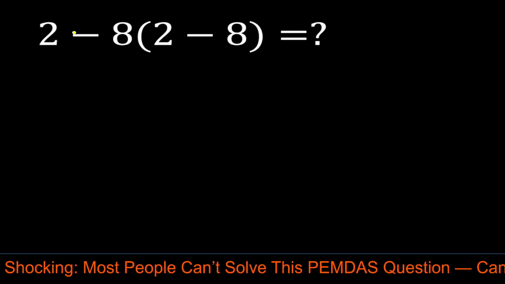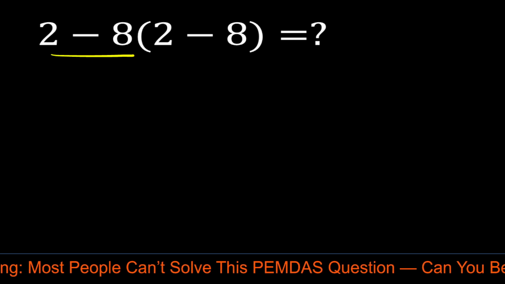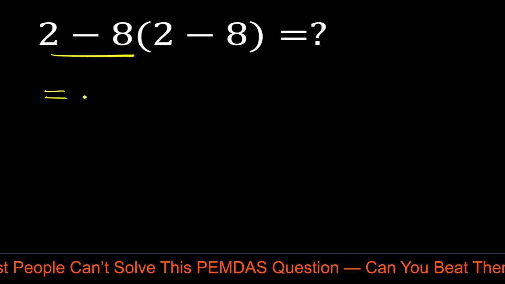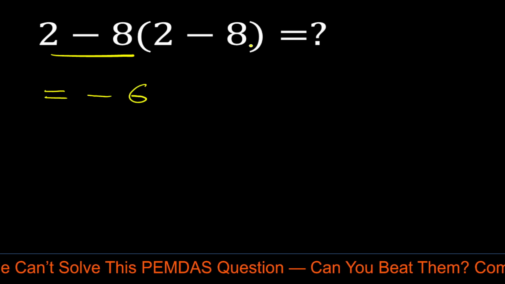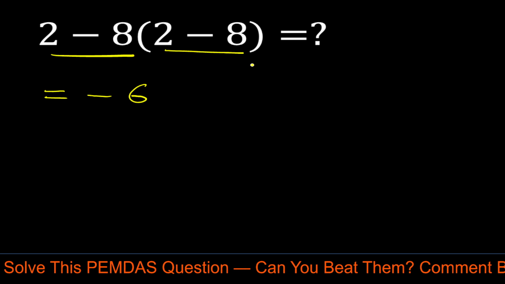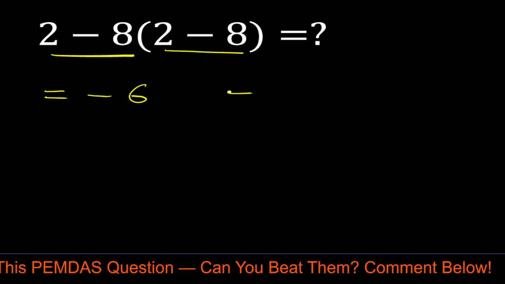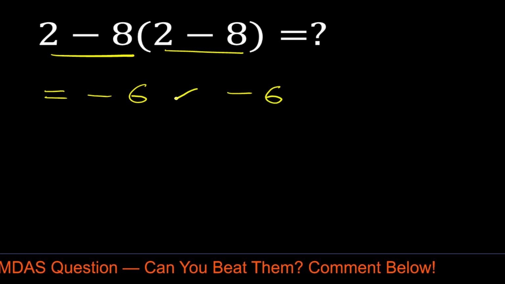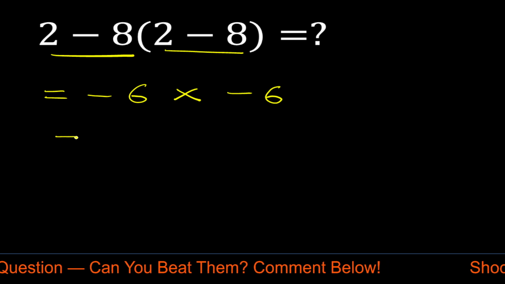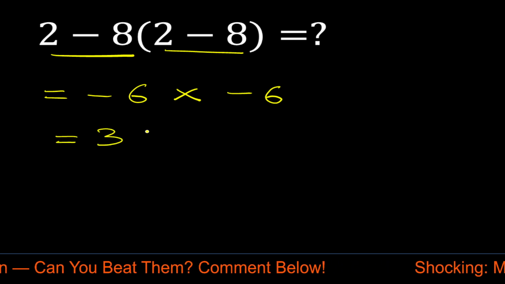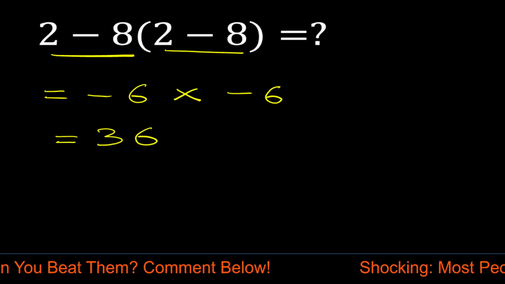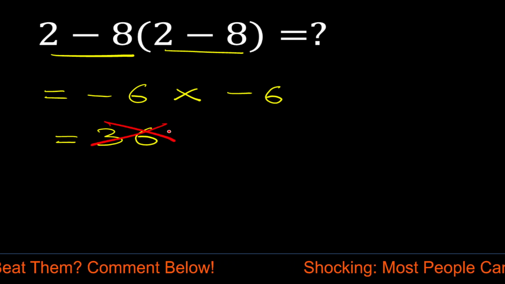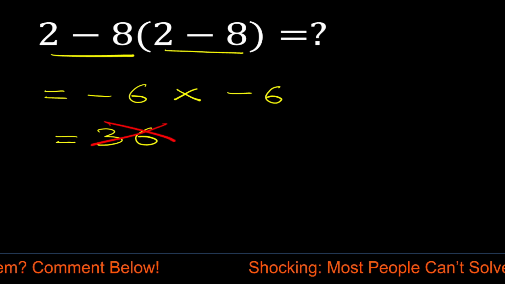So 2 minus 8. So 2 minus 8 is equal to minus 6, right? Then again 2 minus 8. So 2 minus 8 is also equal to minus 6. Now minus 6 times minus 6. So minus 6 times minus 6 is equal to 36, right? But this answer is not correct. This answer is completely wrong.